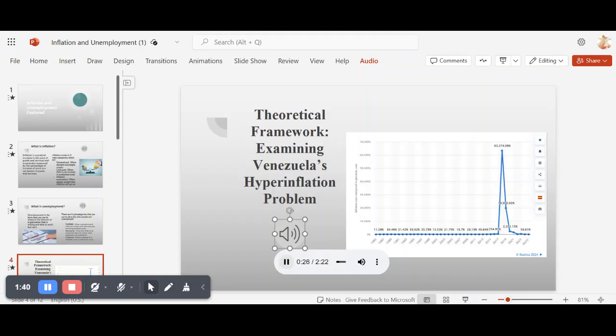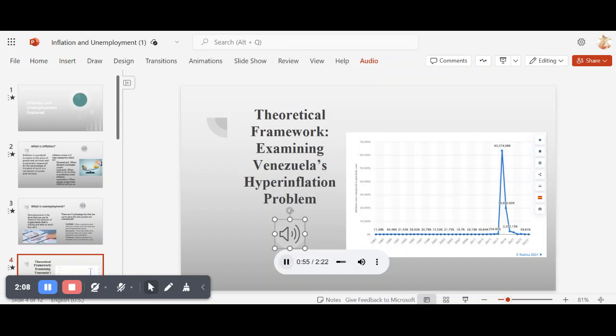The ASAD model explains Venezuela's economic collapse through shifts in aggregate demand and supply. Venezuela's excessive money printing and fiscal overspending shifted its demand to the right. On the other hand, declining oil revenues, reduced imports, and weak production shifted supply to the left. The combination led to hyperinflation and economic stagnation.